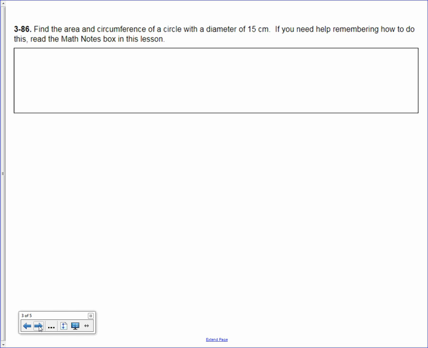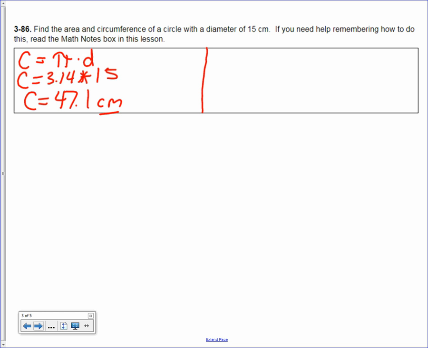Problem 86, find the area and the circumference of a circle with the diameter. So you had to do 2 things. So if you looked at your math notes or watched the math notes video, we would have found circumference is pi times diameter. So I would plug in 15. So I would do 3.14 times 15. So the circumference is about 47.1 centimeters.